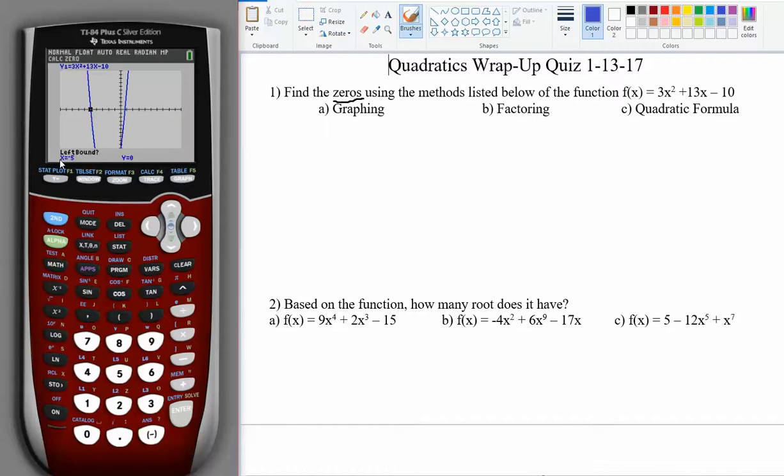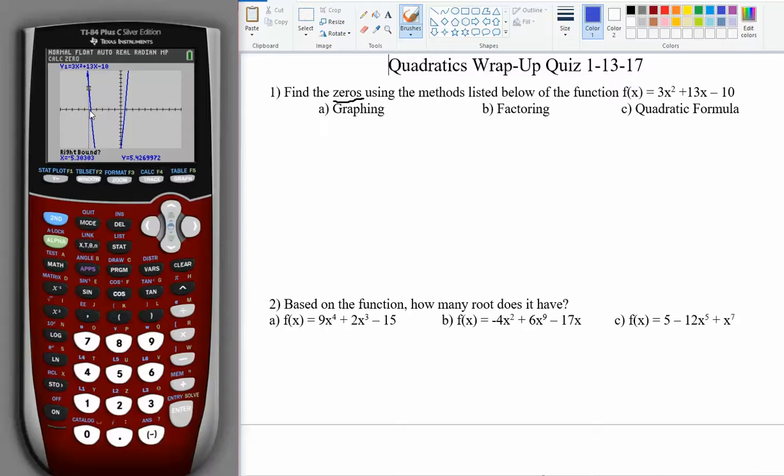So it's asking us for a left bound. Right now my cursor is blinking right around that point, and that's not a good thing. We need to make sure that we are to the left of it. Notice that the parabola goes up and to the left, so by clicking left, it moved up away from that x-intercept. I'm going to hit enter. Now it wants the right bound.